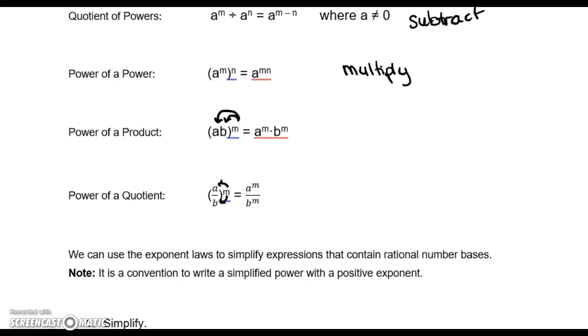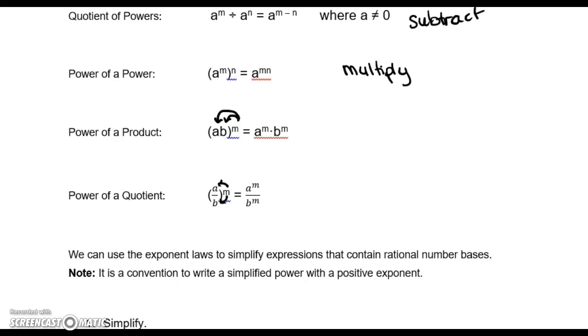We can use these exponent laws to simplify expressions that contain rational number bases, working with either numbers or variables. As a quick note, it's a convention to write a simplified power with a positive exponent. So if you had an answer that was 2 to the power of negative 2, you would want to take the reciprocal and write it as a positive power. That's what we call convention. It's just like how we don't write plus 0 or times 1. It's just one of those things that in math we just do.